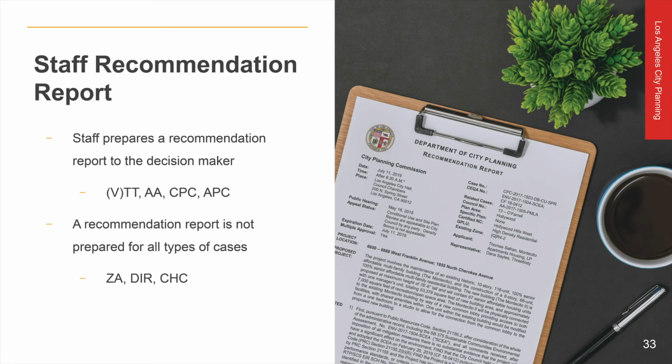Recommendation reports are not, however, prepared for quasi-judicial projects that will be decided by a zoning administrator. For cases with a ZA prefix, the zoning administrator will receive and review background information and hold a public hearing before issuing a determination letter. Projects that have a DIR or CHC prefix do not require staff recommendation reports either. Examples of these case types are director-level density bonuses, site plan review cases, TOC requests, and proposed historic cultural monuments.